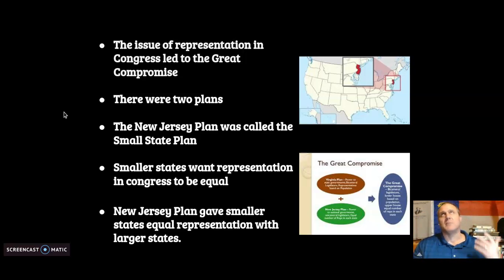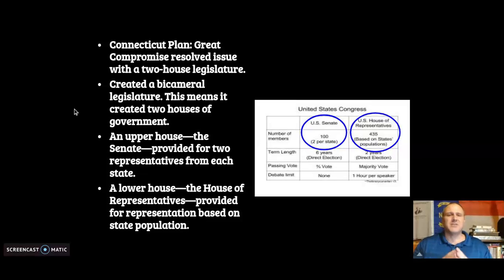So somebody's like, oh my gosh, I've had enough. And who is this? This is the Sherman plan, or the Connecticut plan. They're like, well, we have states arguing about population and states arguing about equal representation. Why don't we kind of give both? So here's what the Great Compromise, or the Connecticut Compromise, does. It creates a bicameral legislature. A bicameral legislature is basically two houses of government.